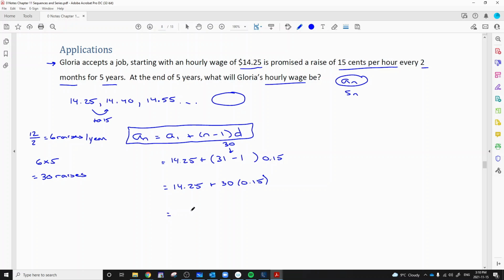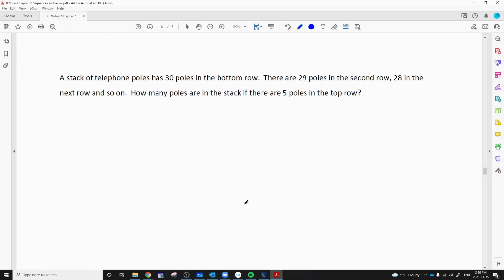In reality, we just have to make sure that we're doing an equation like this. We take $14.25 and add 30 raises of 15 cents, and she is making $18.75 an hour after 5 years with the company. All right, next word problem.